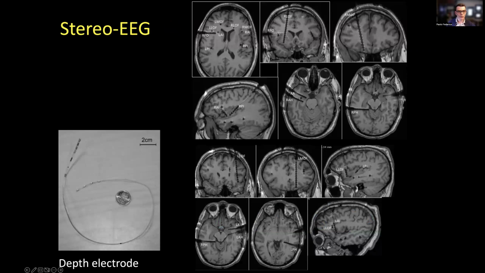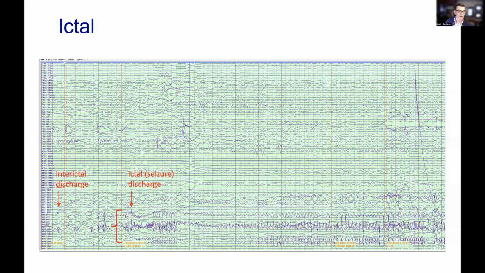So now I'm just going to show you an example of an implantation that we perform routinely now in patients who undergo stereo EEG. Depth electrodes that are shown here can be implanted in different areas of the brain, such as in the insula, in the temporal lobe, amongst other areas. And we then record their interictal and ictal activity. And with this technology, we can get beautiful recordings of seizures.